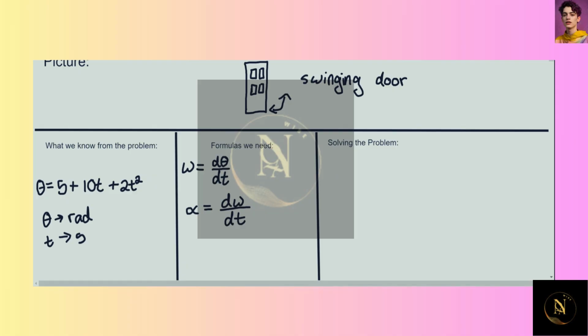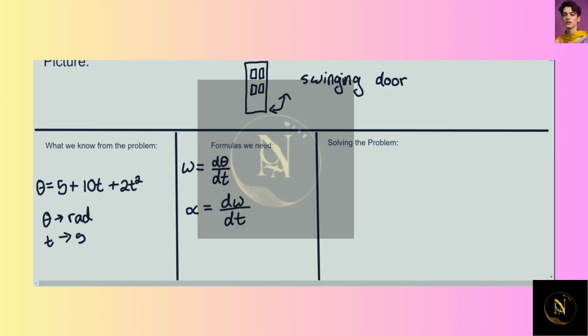For this problem, it asks us to solve for the angle, the angular speed, and the angular acceleration at different times t. So we need to know the formula for the angular speed and angular acceleration to calculate those. So here I have the basic formulas where omega, or the angular speed, is the derivative of the theta, or angle of the door at any given time t. And then the angular acceleration is the derivative of the angular speed at any time t. So we're going to have to do some calculus in this problem to get our answers.